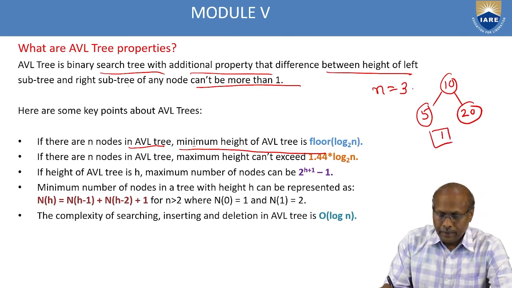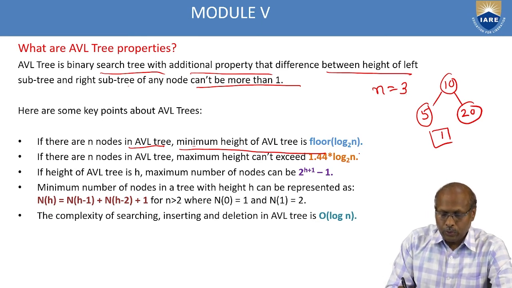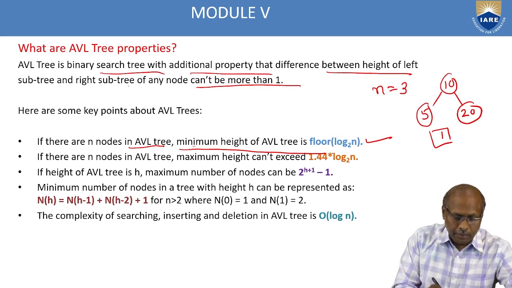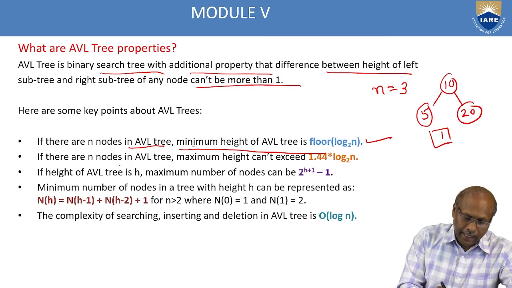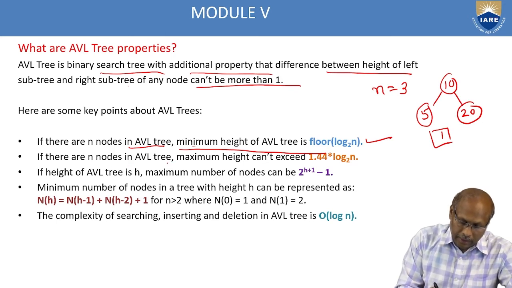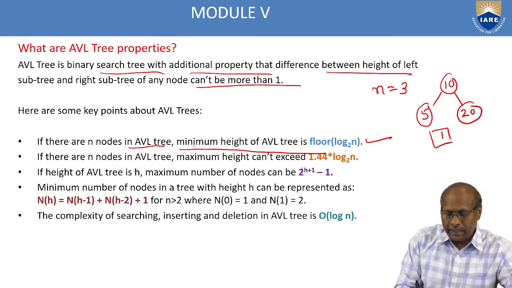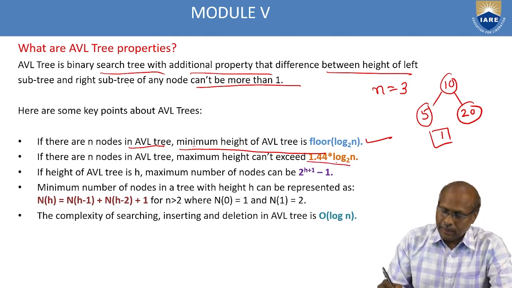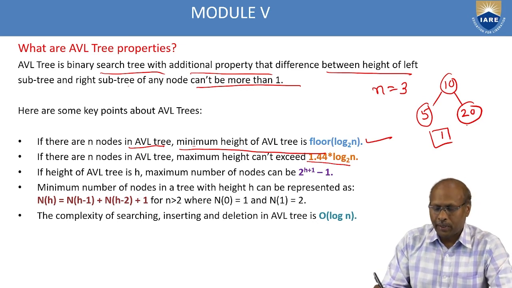So if I calculate the floor of log n base 2, then I will get 1 here. So to get the minimum height, I will use this. Similarly, they may ask a question: if there are n nodes in an AVL tree, what is the maximum height, which cannot exceed this value? For 3 nodes, minimum and maximum will be the same for an AVL tree.